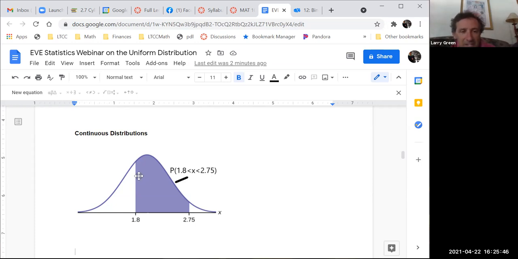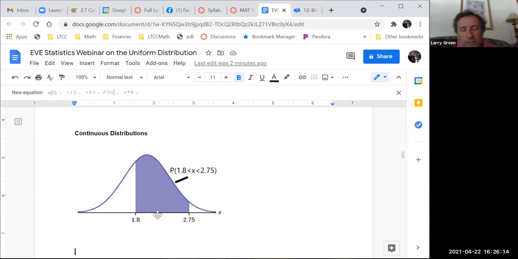So the definition of probability when we have a continuous distribution is that the probability of being between two values is the area under the curve between those two values and above the x-axis. In particular, it's the shaded purple area. Any questions on this idea?